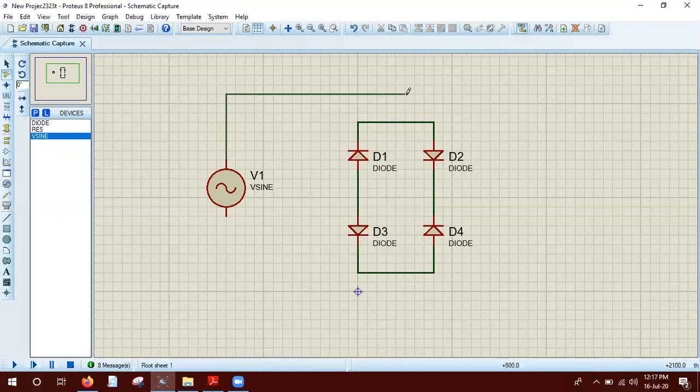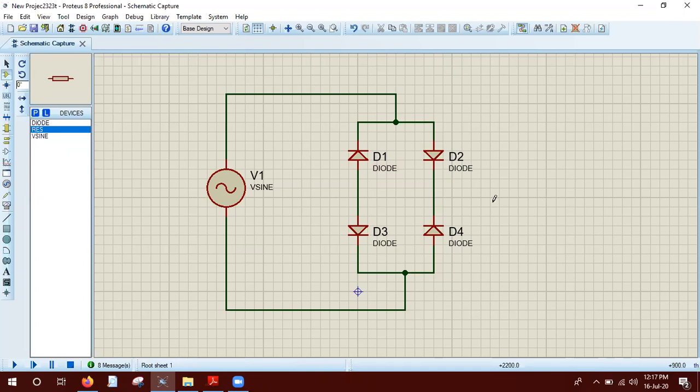Okay, sir. So let me connect this terminal to the top side, and let me connect this terminal to this side. Okay, so our input is done. Now we are coming to the output section. The output is definitely a resistor. Let me place the resistance here. Let me rotate it clockwise. This is the input, the first section. So we'll connect the resistance on this side, and the other part will be connected to the other side.